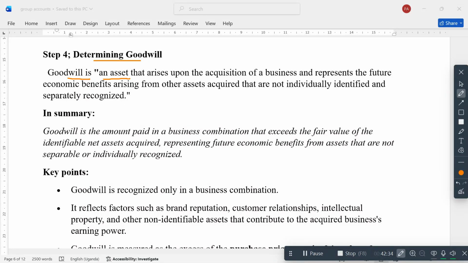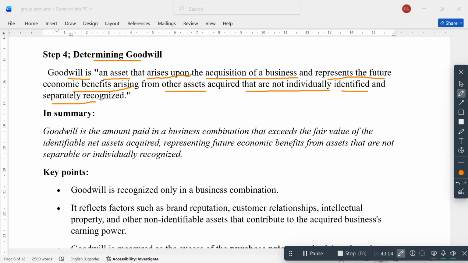But before we record it there, we need to know what it is and how goodwill arises. So we are saying goodwill is an asset that arises upon the acquisition of a business and represents the future economic benefits from other assets acquired that are not individually identified and separately recognized. I'm going to give an example.